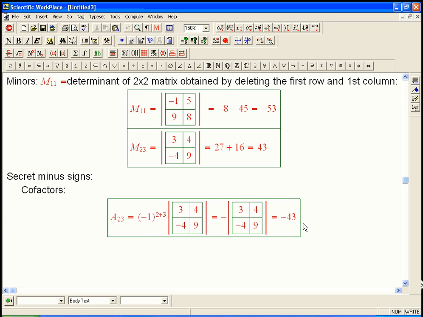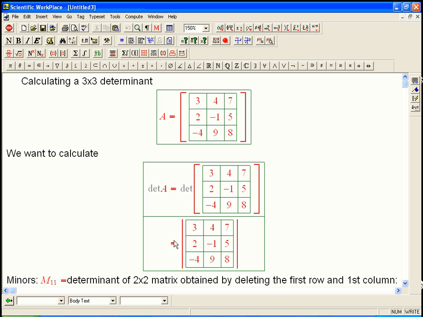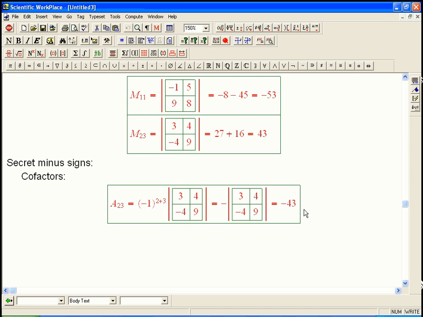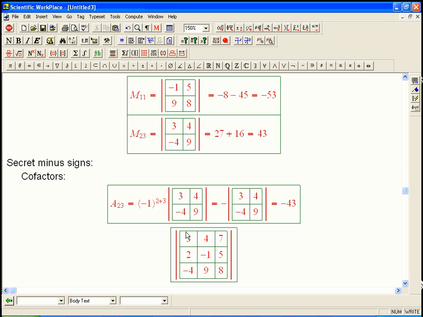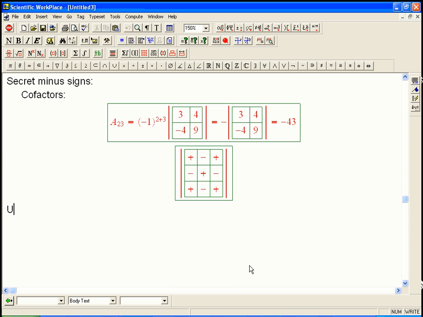And here's how people usually remember this. It's to take the 3x3 matrix originally and just put a checkerboard pattern of pluses and minuses. I like to call this the secret plus or minus signs that you have to remember. It's just a checkerboard pattern. So this pattern of signs says, if we're going to calculate these 2x2 determinants, this is how we make them into cofactors. Now, how do we use the cofactors?